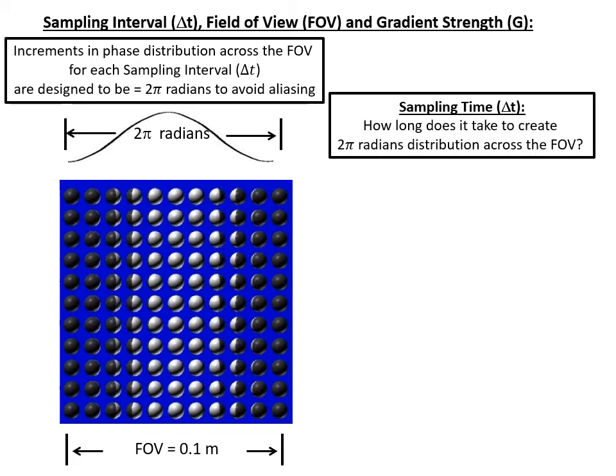So how long does it take to create 2 pi radians distribution across the field of view? Let's just look at this in purely qualitative terms without any quantitation. Well, it should be intuitive that the higher the gradient strength, the faster the spins precess. And therefore, these 2 pi radians phase difference will accumulate faster. So as the gradient strength goes up, you have to sample faster. In other words, the sampling interval is proportional to 1 over the gradient strength.